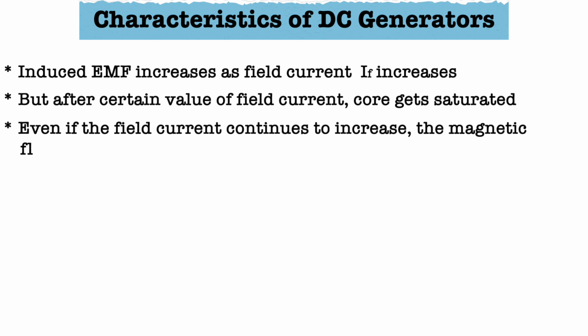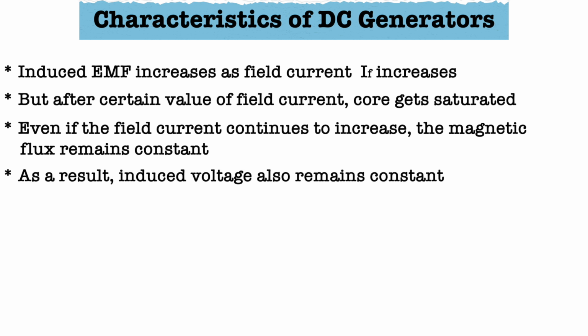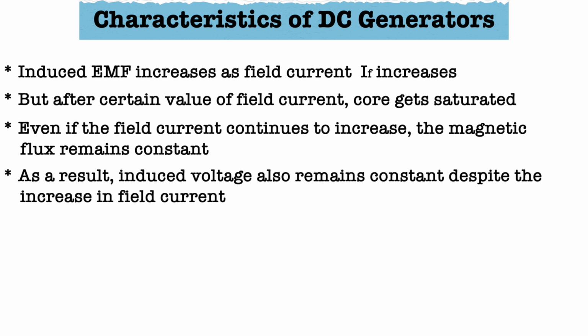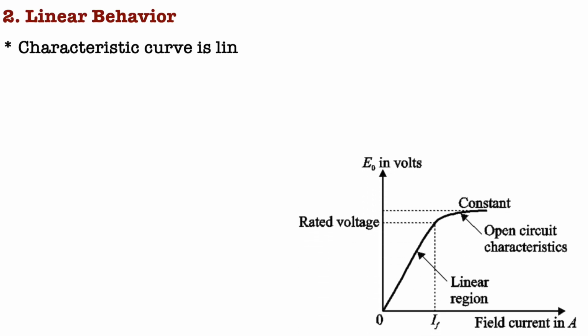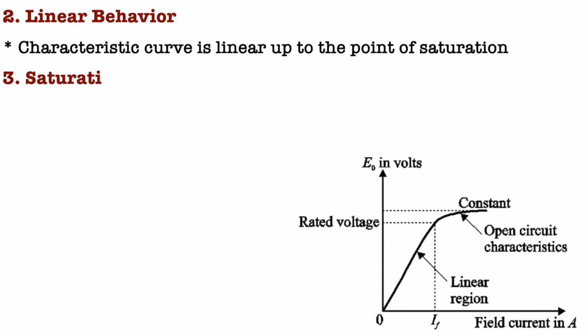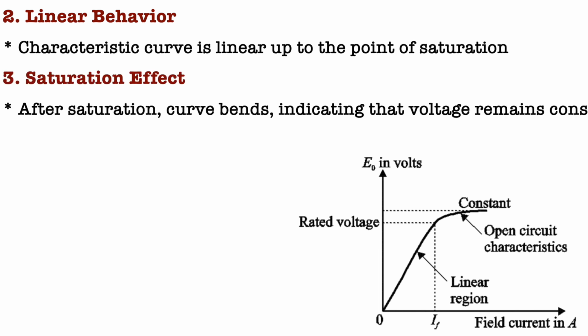Even though there is an increase in the field current, the flux remains constant. This phenomenon is known as saturation. Hence, the voltage also remains constant. Thus, the characteristic is linear till saturation and it bends after that, which is shown in the characteristic, and the voltage also remains constant though the field current keeps on increasing.